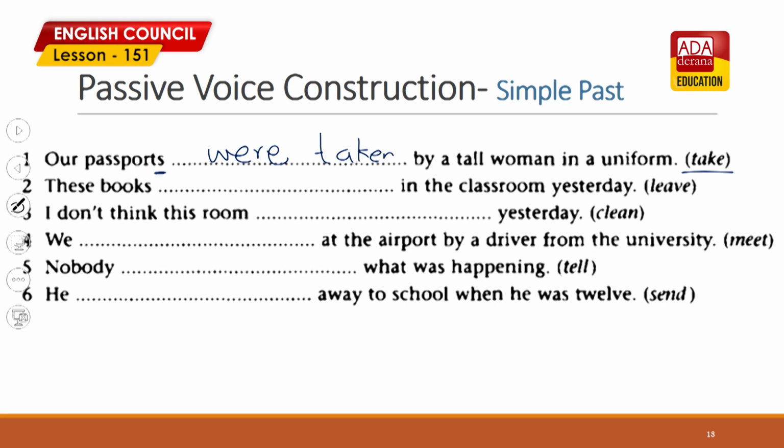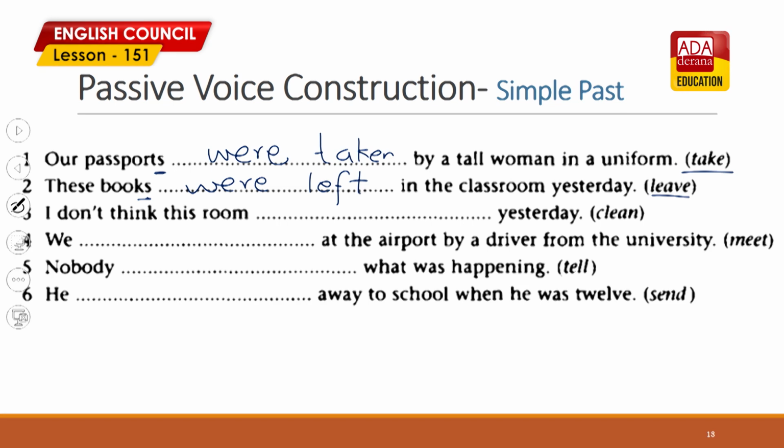These books blank in the classroom yesterday. Leave. What is the past participle? Leave, left, left. These books, was or were? Were, because books, plural.